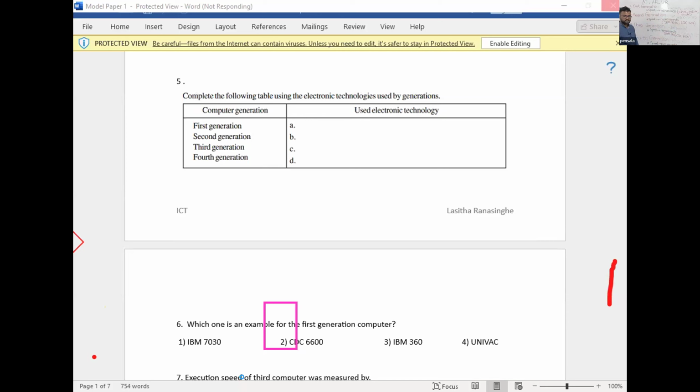Right. Good. Everyone is giving the correct answer. Very good. Yeah, UNIVAC. So the answer is UNIVAC.